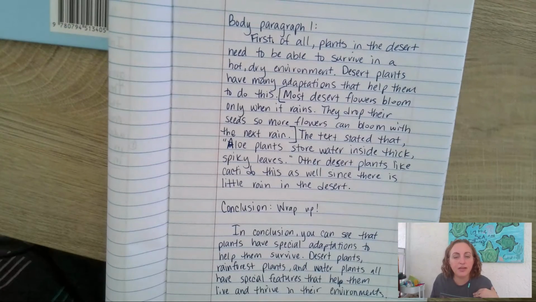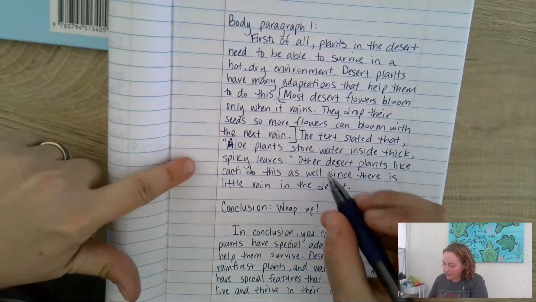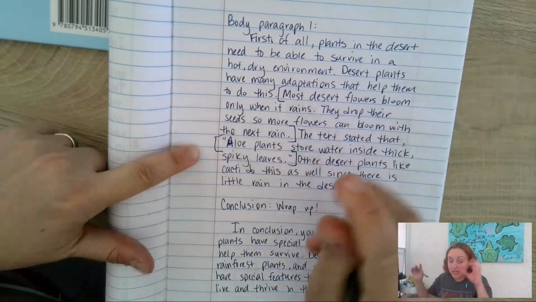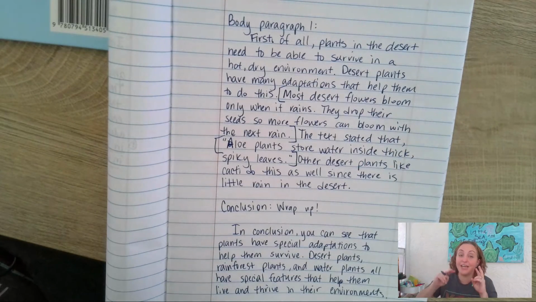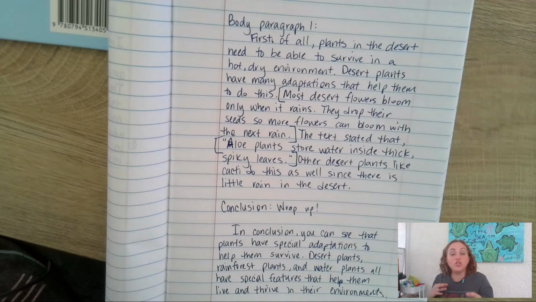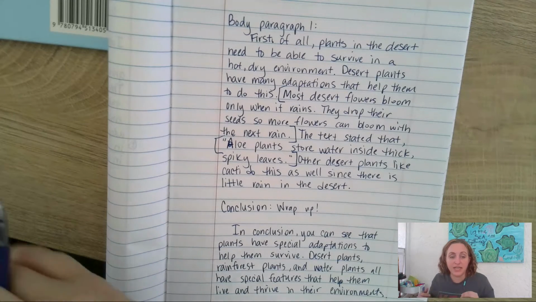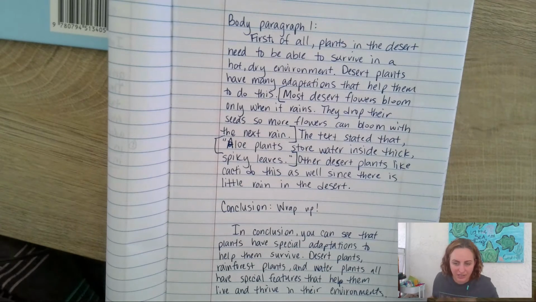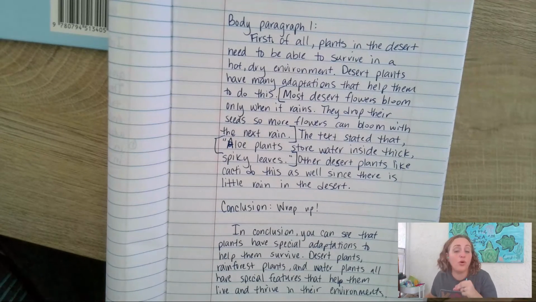I put that into my own words. And then I also included a text evidence right here in direct quotation marks because I said exactly what the text said. Okay, so you can do both in your essay. You do want to try and have at least one direct quote, but you don't want everything to be a direct quote because you do need to do your own writing and you do need to state your own evidence, okay?